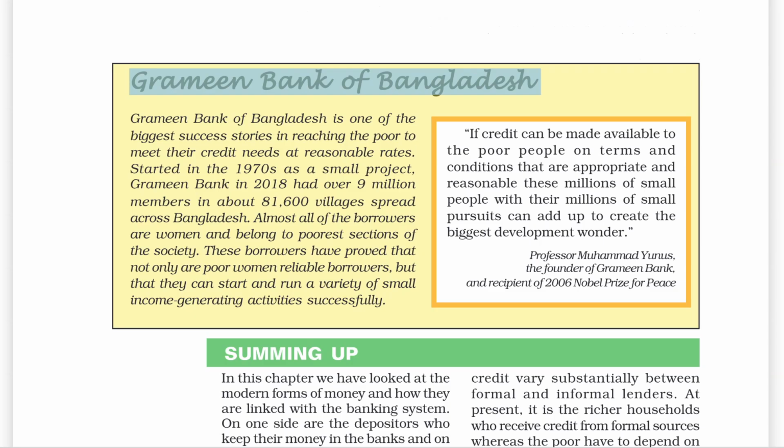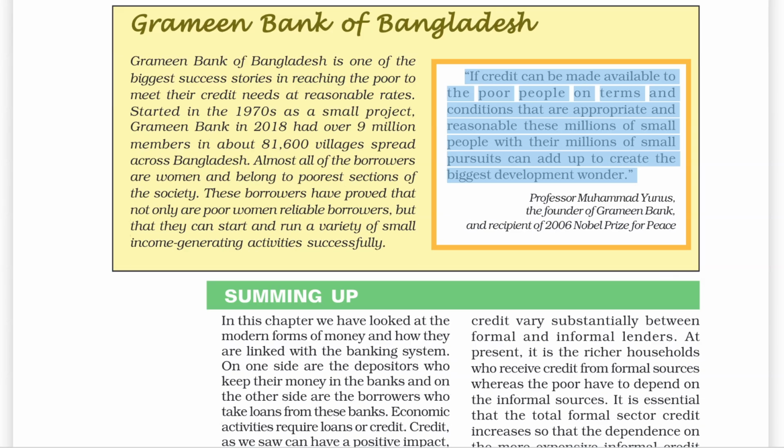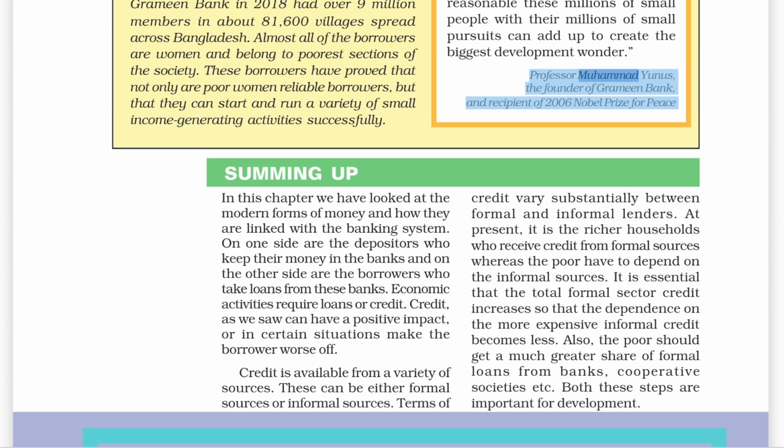Grameen Bank of Bangladesh. If credit can be made available to the poor people on terms and conditions that are appropriate and reasonable, these millions of small people with their millions of small pursuits can add up to create the biggest development wonder. Professor Muhammad Yunus, the founder of Grameen Bank and recipient of 2006 Nobel Prize for Peace.